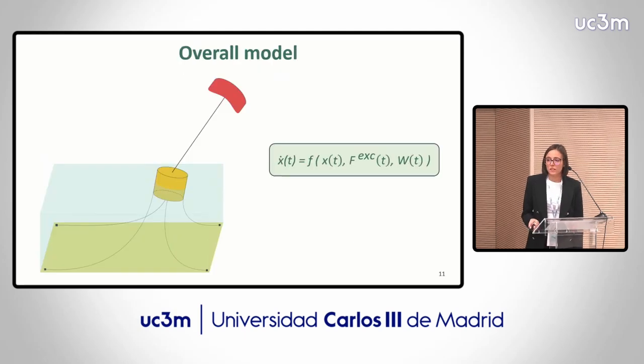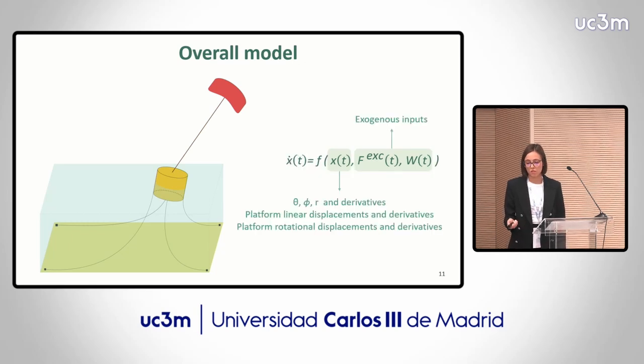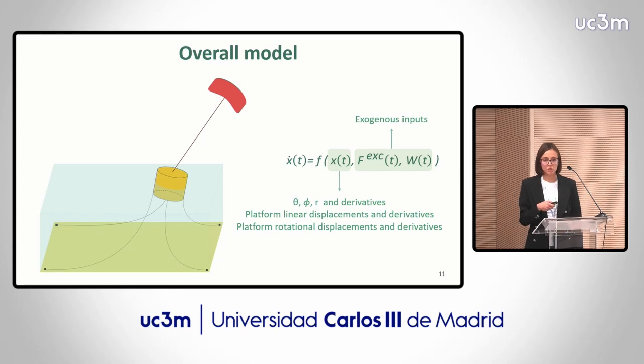So combining the equations that we have seen before, we can derive the overall model. And in this case, we have the variables, which are the ones that we have defined before, both for the kite and for the platform. And then we have the forces, one for the airborne wind energy system part, which is the wind, and the other one on the platform, which is the excitation of the waves.